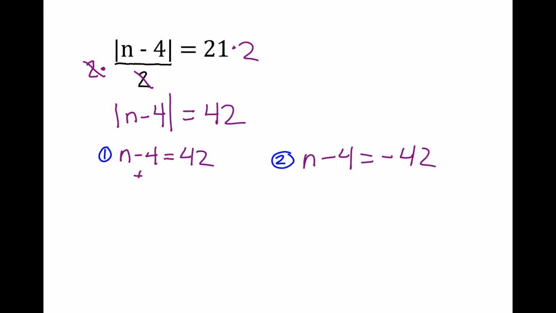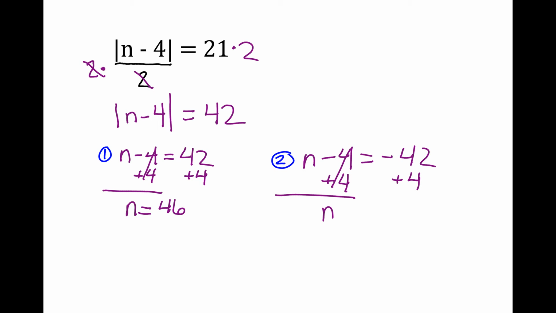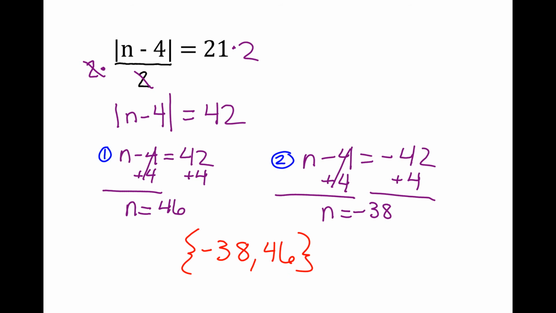For number 1, we're adding 4 to both sides. They cancel. We're left with n equals 46. Number 2, again, we add 4 to both sides. 4's cancel. We have n equals negative 38, because negative 42 plus 4 is negative 38. So with our curly brackets, we're writing negative 38, 46. And that's our answer.